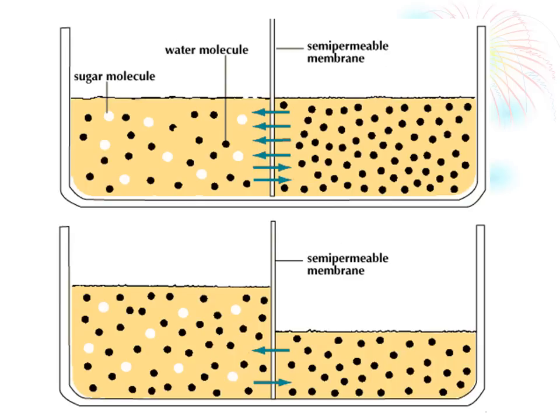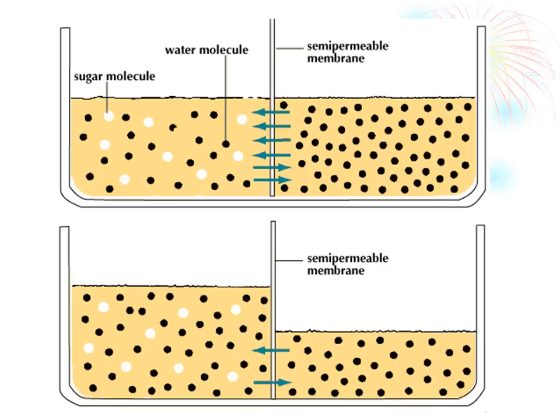So here's kind of a crazy picture, and I'm going to break it down. On top, we have, we'll say, a cup. And in the middle of that cup, we have a semi-permeable membrane. Well, on the left-hand side, we have little white and black dots scattered throughout our solution. The white dots are sugar molecules, whereas the black dots are water molecules. What you see is that there are more black dots on the right-hand side of the semi-permeable membrane than there are on the left-hand side.